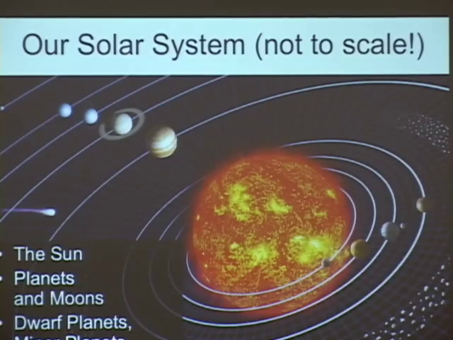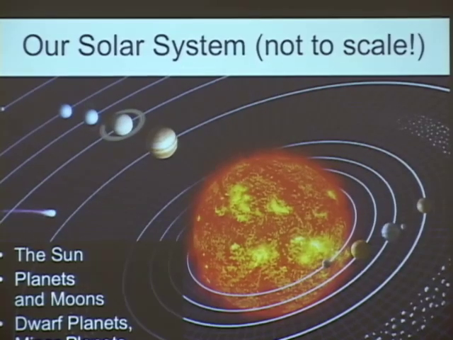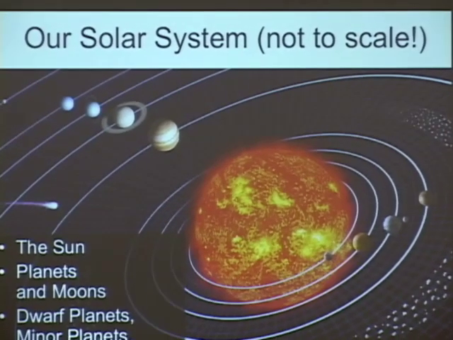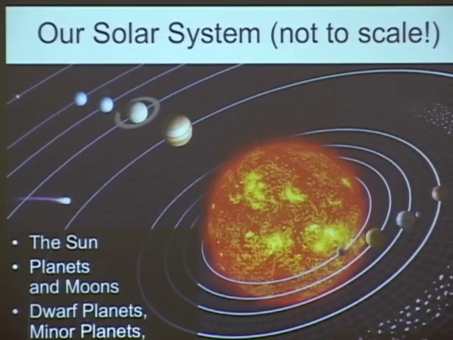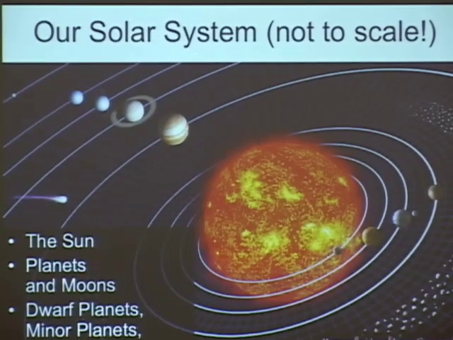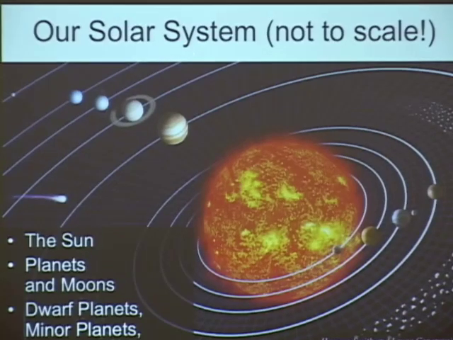So here's our solar system. This, by the way, is not a picture to scale. It's crammed together so you can see all the dots. Actually, the planets are very far apart. And if I tried to show them to scale on this screen, you wouldn't be able to see most of the planets. They would be smaller than a pixel.